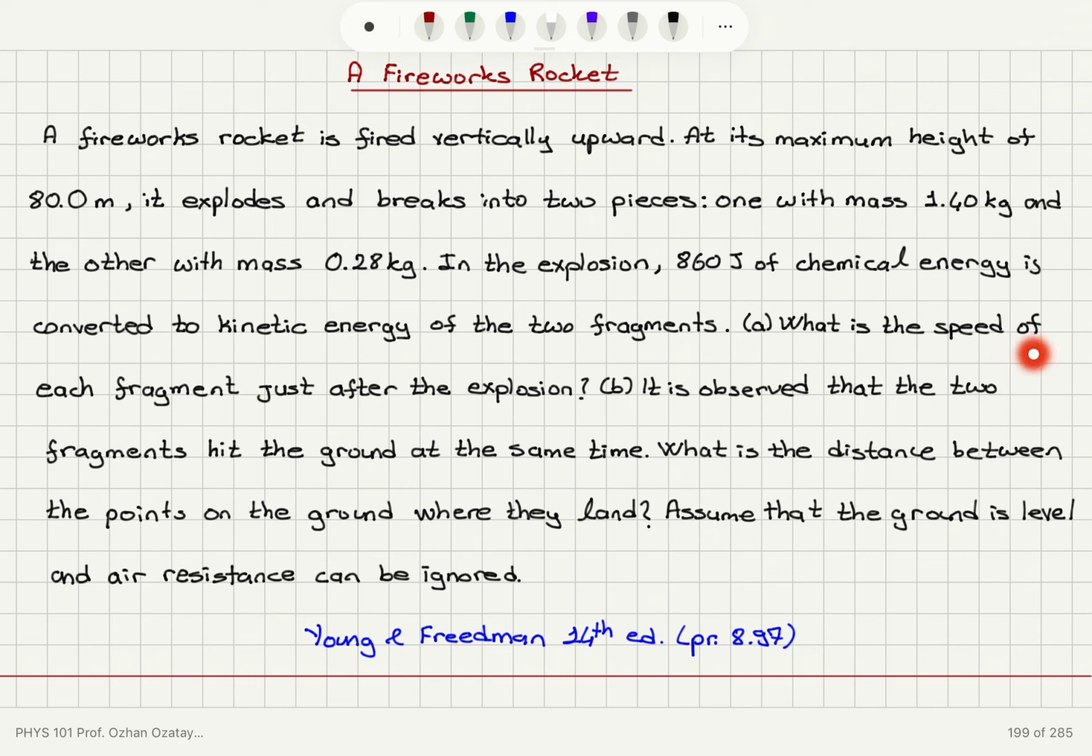Part A. What is the speed of each fragment just after the collision? Part B. It is observed that the two fragments hit the ground at the same time. What is the distance between the points on the ground where they land? Assume that the ground is level and air resistance can be ignored.